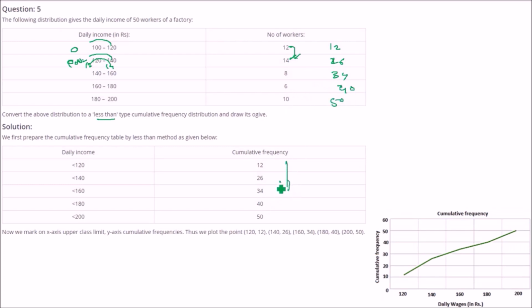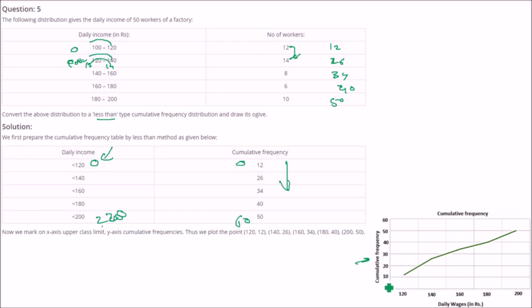So this is what we have done here, the cumulative frequency for less than. Now the cumulative frequency has to be taken on the y-axis and this has to be taken on the x-axis. So the minimum is 120, let us start from 0. Maximum is 200, let us take till 200. Here we can start with 0 and the maximum is 50, so let us take till 60. You can go up to 220 here also.